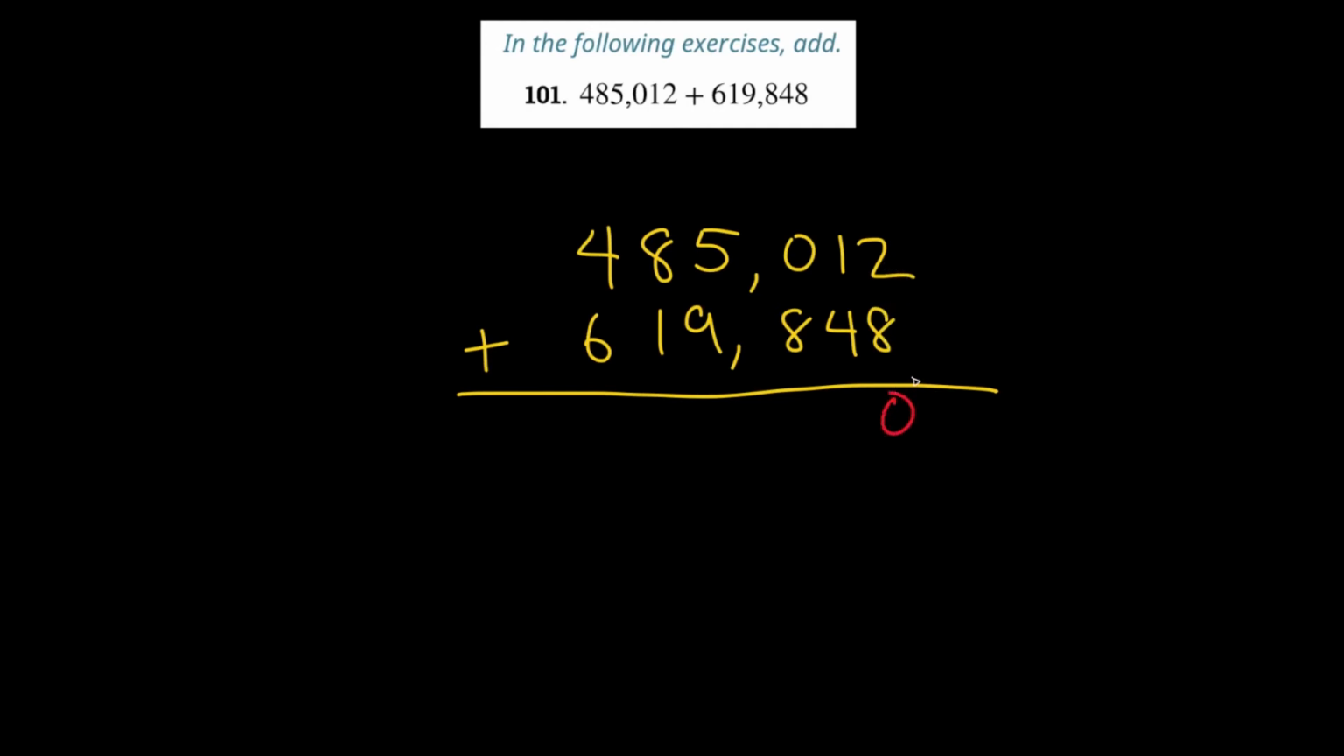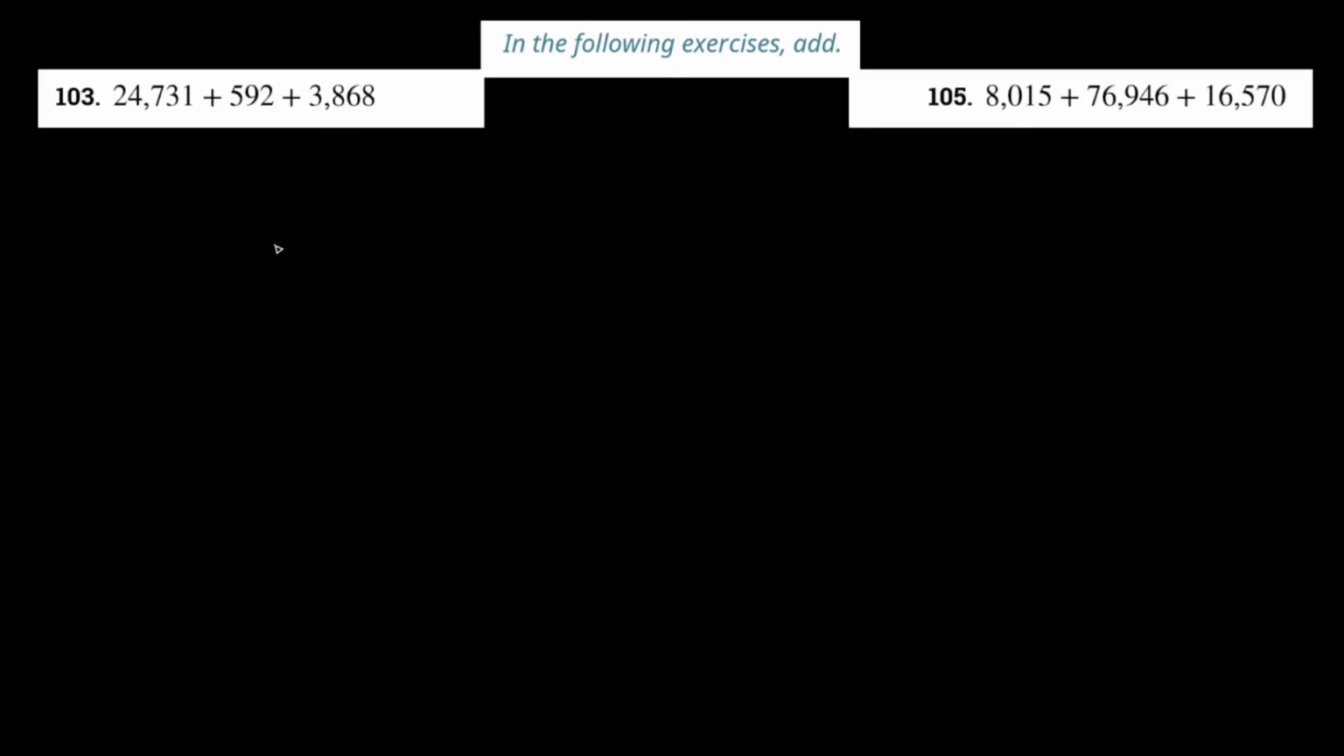So to add this up, we'll start with the ones. 2 plus 8 is 10. So we'll carry that 10. 1 plus 1 is 2, plus 4 is 6. 0 plus 8 is 8. 5 plus 9 is 14. We have 1 plus 8 is 9, plus 1 is 10. Sorry, we carry that 100,000 into this 100,000s column. So using the commutative property of addition, I want to add 6 and 4 first because it's easier. It makes 10. So 6 plus 4 is 10, plus 1 is 11. We want to put the comma there. So after adding up these two numbers, we get 1,104,860.